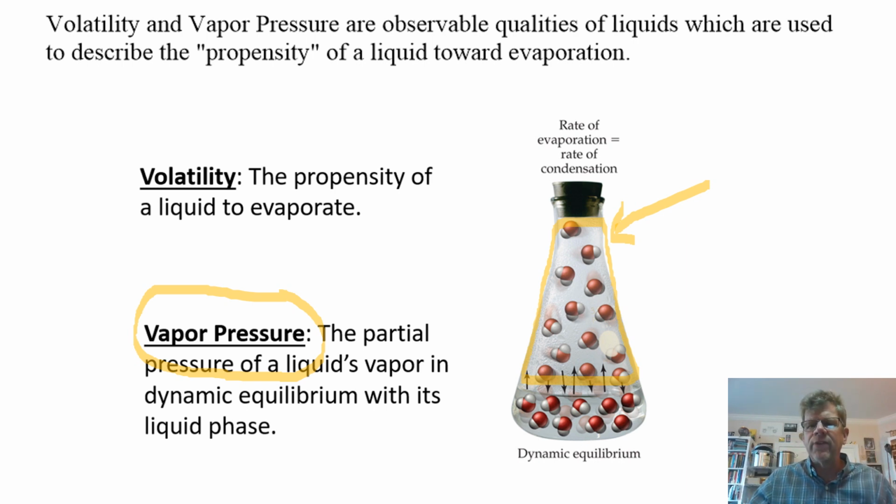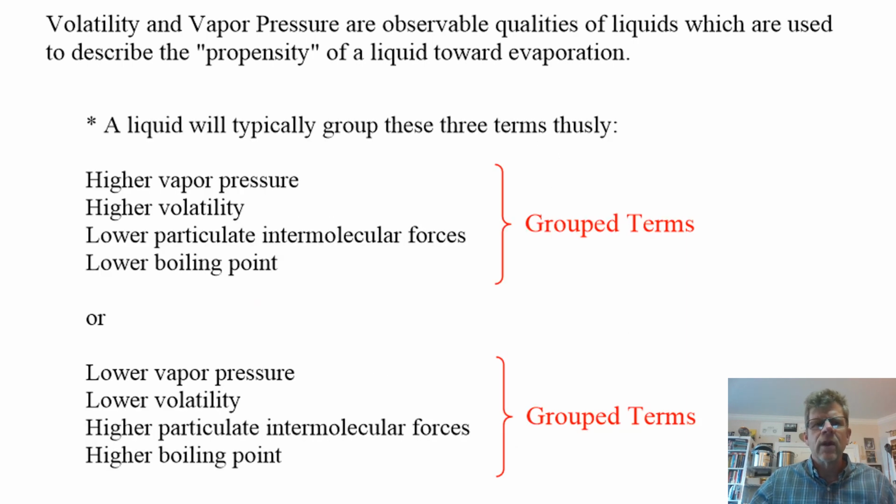So let's try to group these together. So these observable qualities we can group together. If I have a liquid with a high vapor pressure, that means it is of a higher volatility in comparison to another liquid which is of a lower volatility. Higher vapor pressure and higher volatility means the particles have lower, weaker intermolecular forces, and thus will have a lower boiling point. Those four can be grouped together.